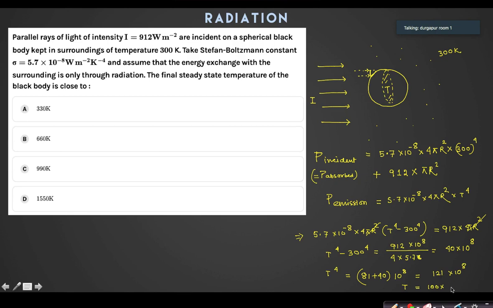121 means under root of 11, I think, right? What is under root of 11? It's near about 300 only, but it's slightly more than that. It's more than root of 9. So it's near about, you can say, 330 Kelvin.